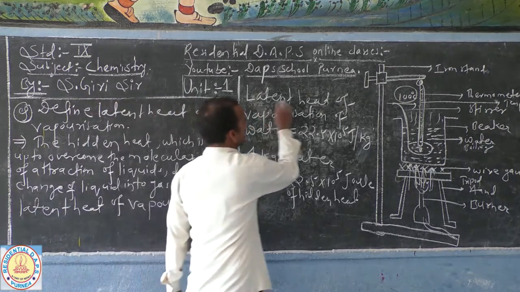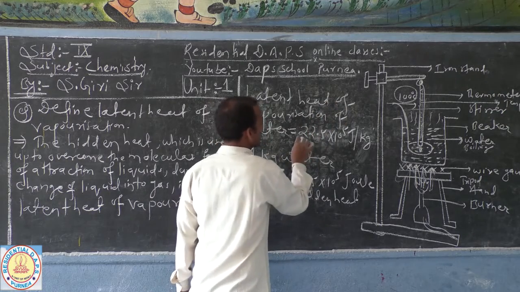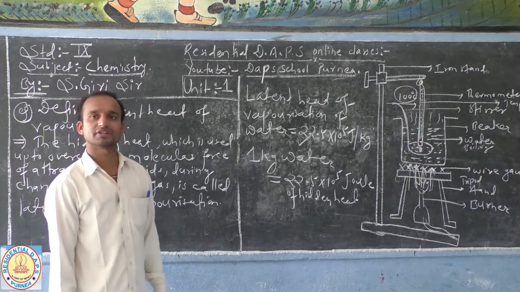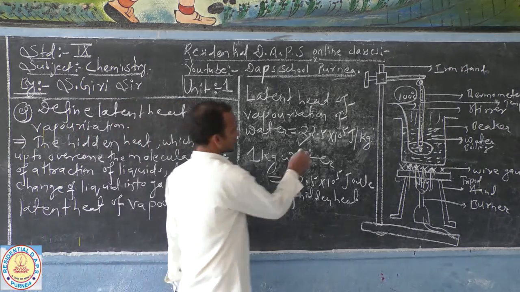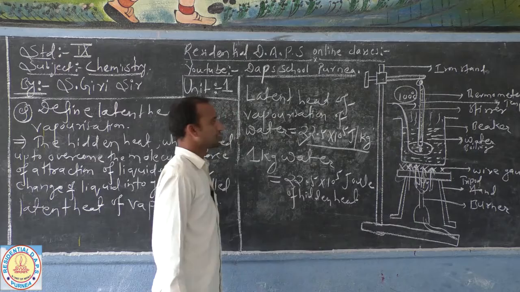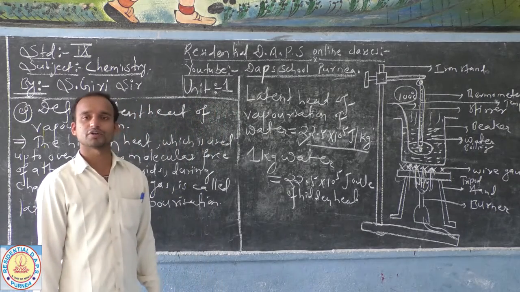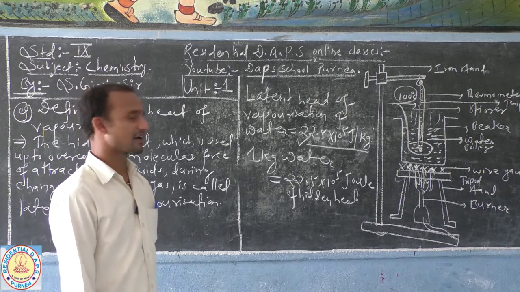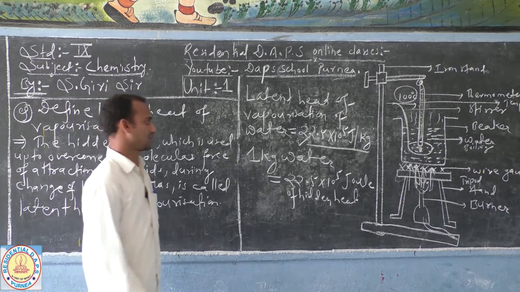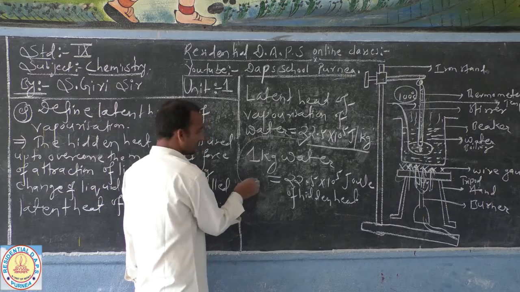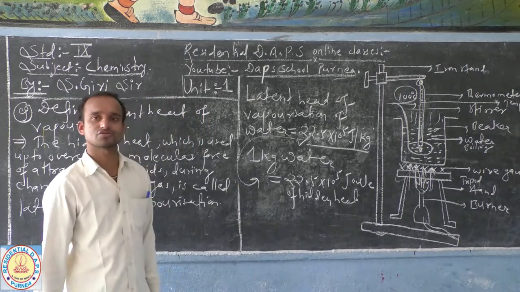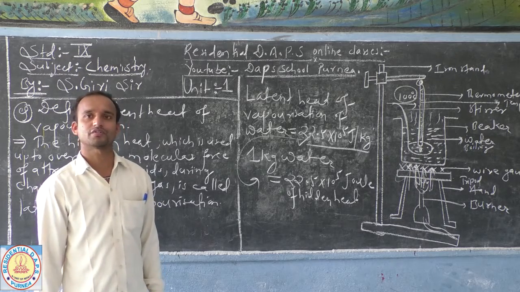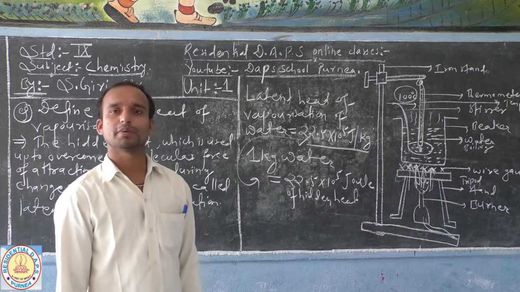Now the latent heat of vaporization of water for 1 kg is 22.5 into 10 to the power 5 joule per kg. Question आ सकता है, what do you mean by 22.5 into 10 to the power 5 joule per kg as a latent heat of vaporization for water? What is the meaning of this? Then you have to write the meaning of latent heat of vaporization of water equal to 22.5 into 10 to the power 5 joule per kg.